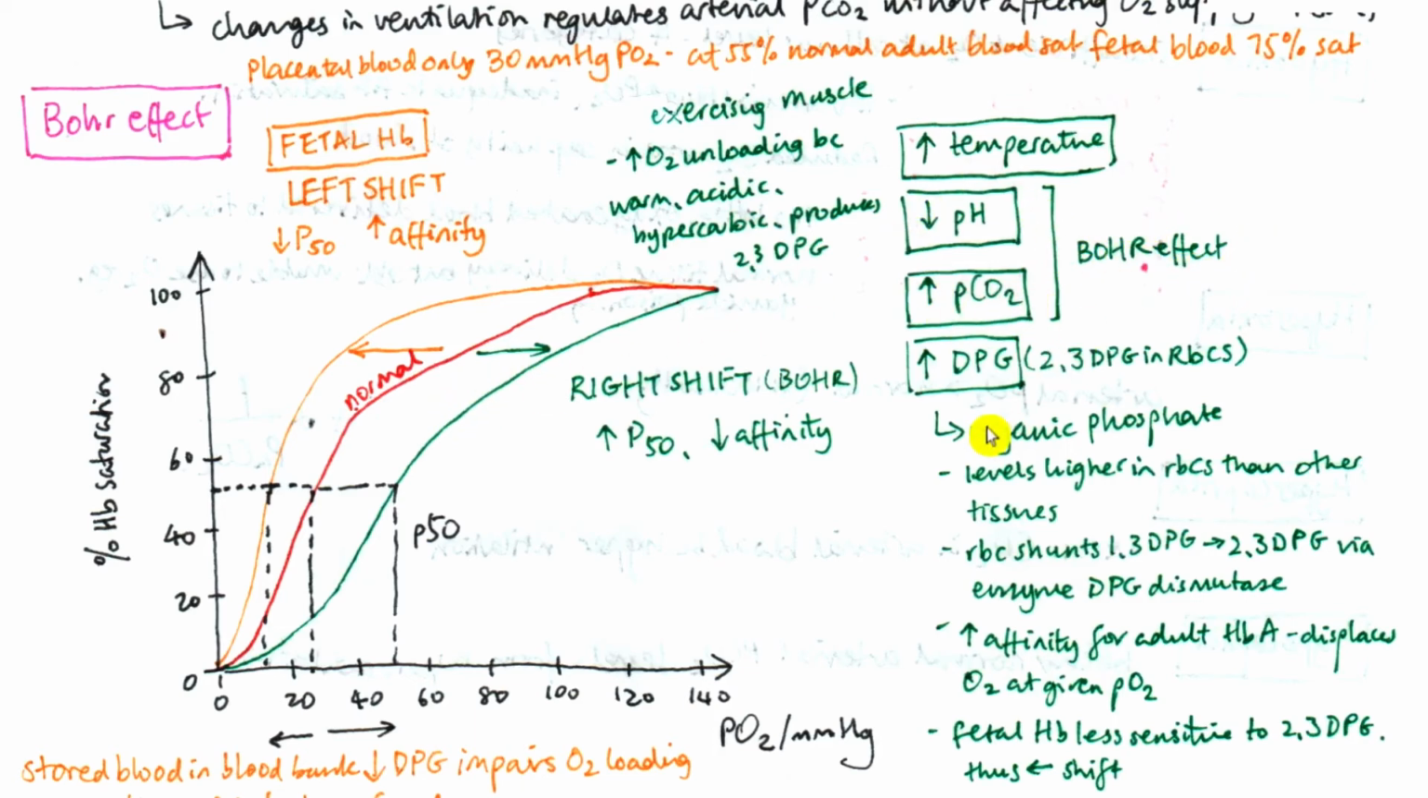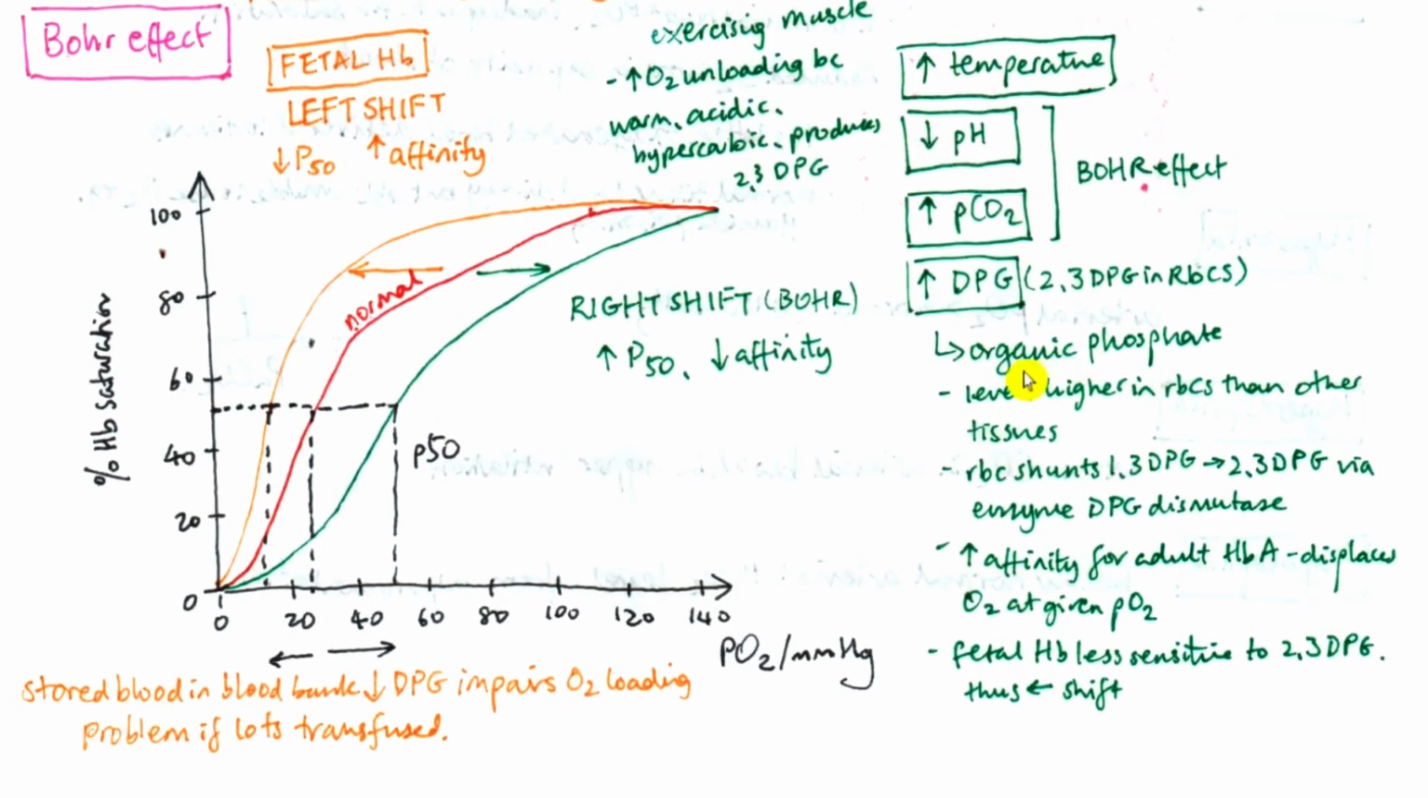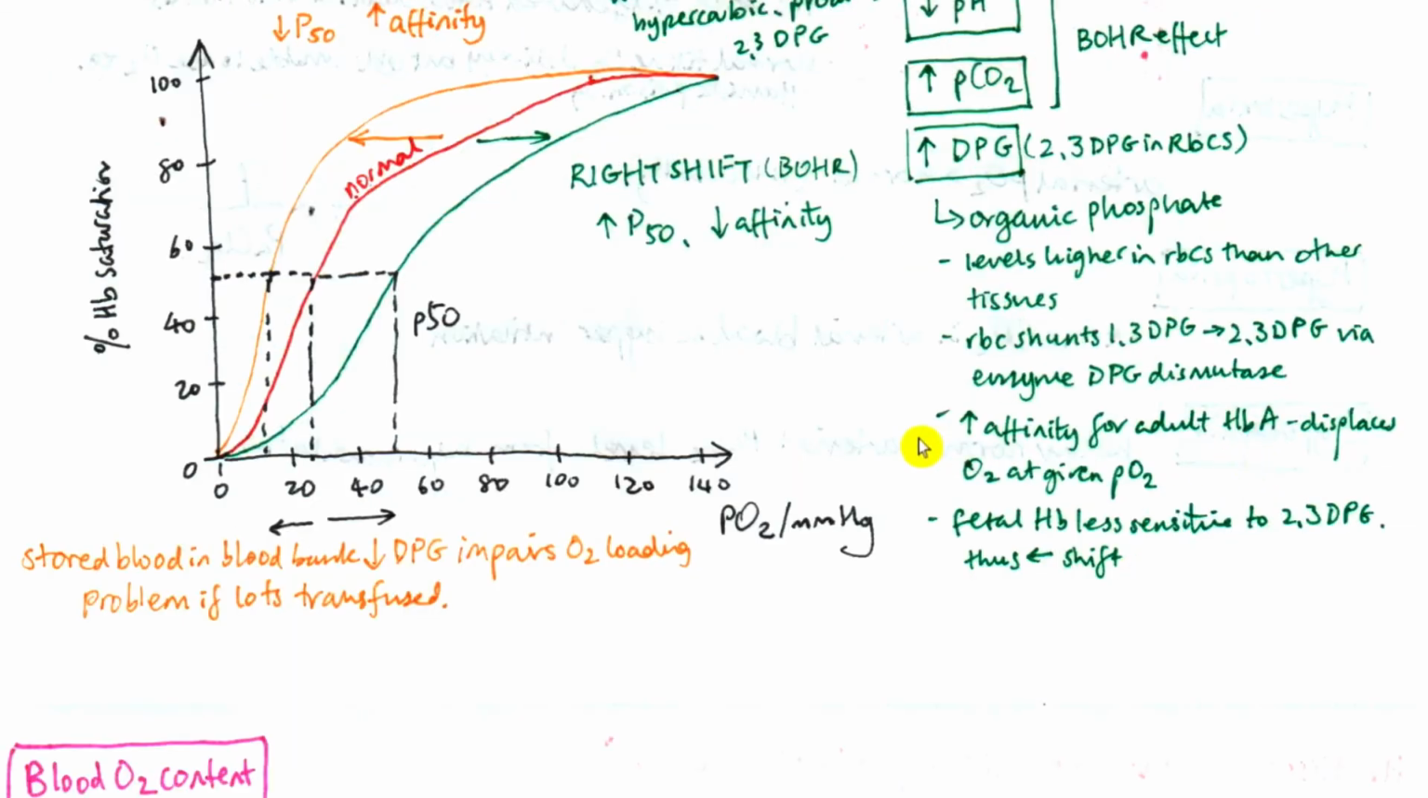So 2,3-DPG is an organic phosphate containing molecule which is higher in the red blood cells than other tissues, and it's higher especially in exercising muscle. The red blood cell shunts 1,3-DPG to 2,3-DPG, so it changes the structure. It changes the position of one phosphate to the 2 position, and this is happening via an enzyme called DPG mutase. DPG has increased affinity for adult hemoglobin A than oxygen because it displaces oxygen at a given partial pressure of oxygen.